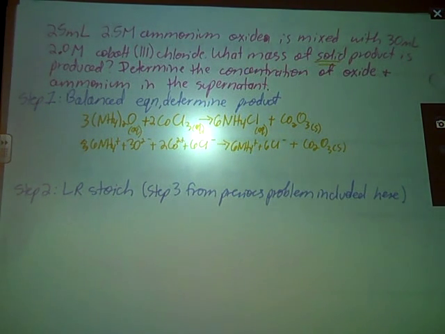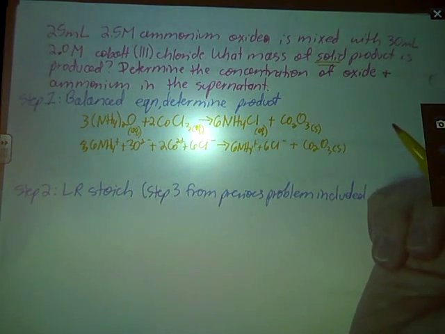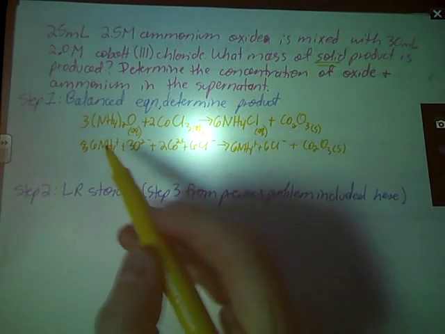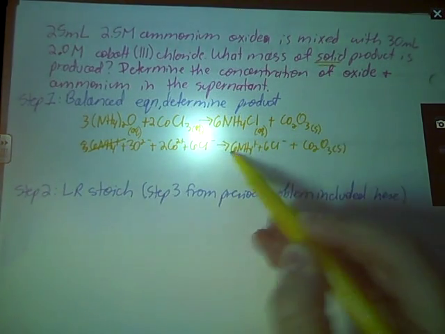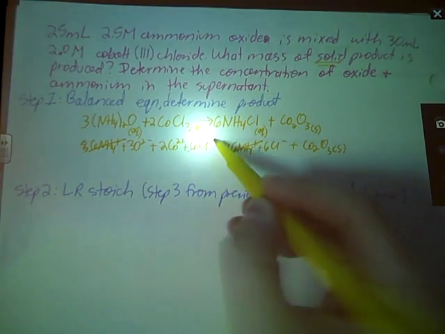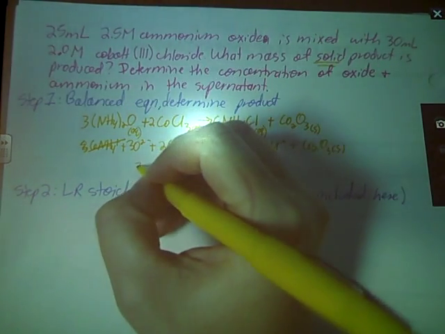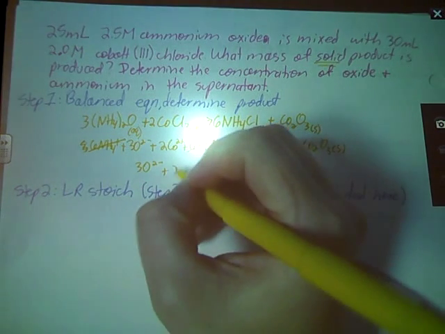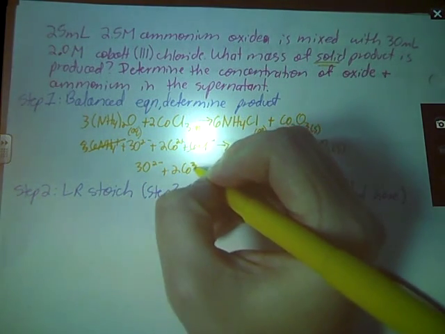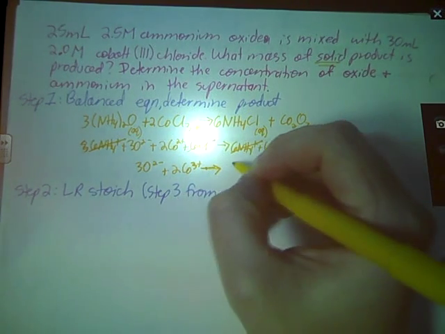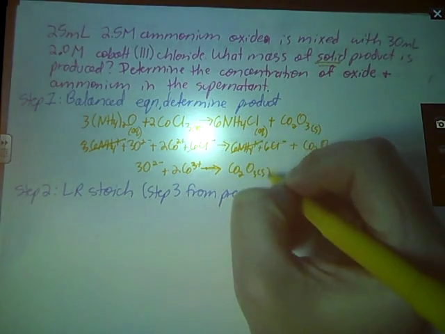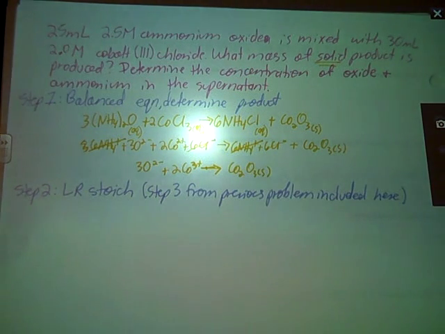Anything that does not change gets crossed out, and only the ions pertaining to our solid will remain. So ammonium does not change. It's located on both sides in identical form. Same with the chloride, leaving only my 3 oxide ions, 2 cobalt ions, together yielding my cobalt oxide solid. So this will play a big role when we come back and try to figure out the concentrations of our ions. So to find our amount of solid product, we're going to follow the same solution stoich procedure that we did in the last video.